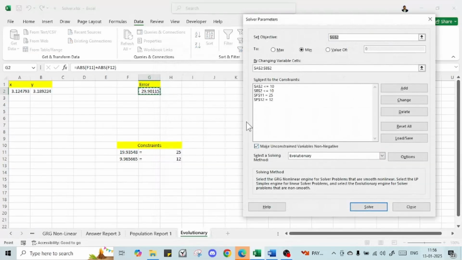That's how we can use all three methods, GRG Nonlinear, Simplex Linear Programming, and Evolutionary, for solving equations or expressions using Solver. That's how you can find the solutions for a system of equations, which can be either linear or non-linear, by using Excel Solver. I'm hoping that you are going to use this tool of Excel further when calculating to find the solutions for systems of equations.